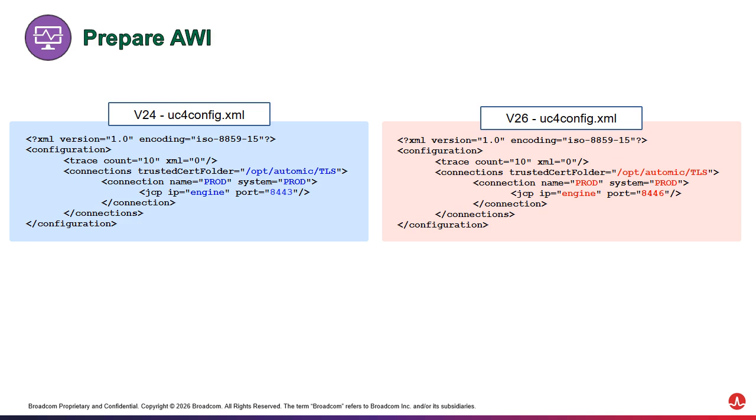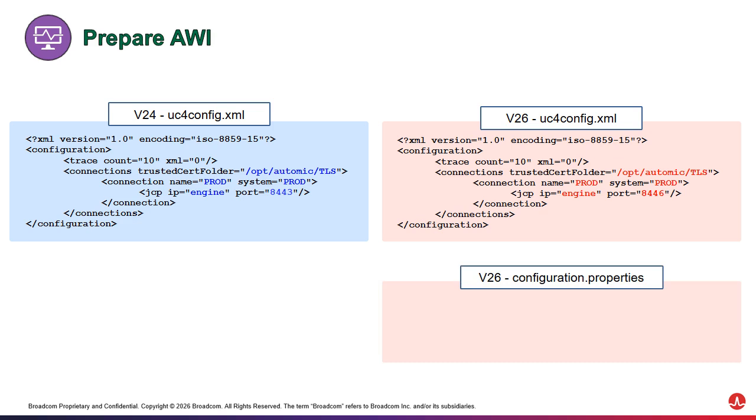If you recall, we set the new JCP on a different port to make both version 24 and 26 JCPs accessible by the web interface. In the configuration file, we set the JCP port to that port, say 8446. This means version 26 AWI will be able to communicate with version 26 AE.